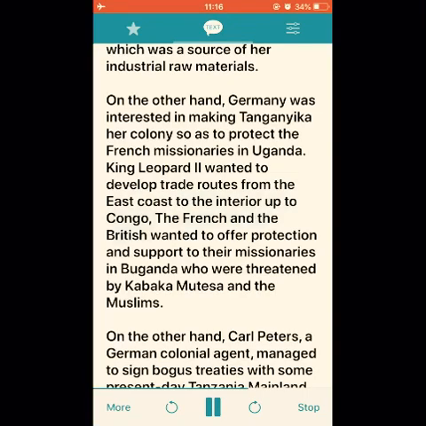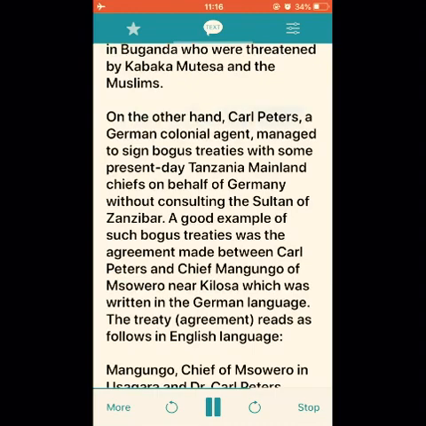The French and the British wanted to offer protection and support to their missionaries in Uganda who were threatened by Kabaka Mutesa and the Muslims. On the other hand, Karl Peters, a German colonial agent, managed to sign bogus treaties with some present-day Tanzania mainland chiefs on behalf of Germany without consulting the Sultan of Zanzibar.